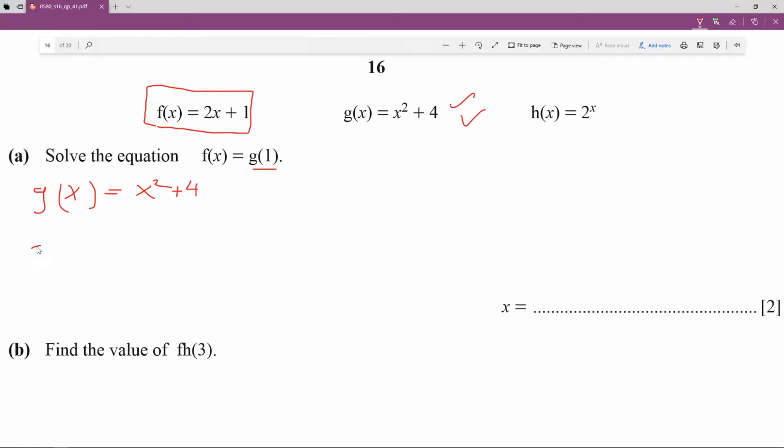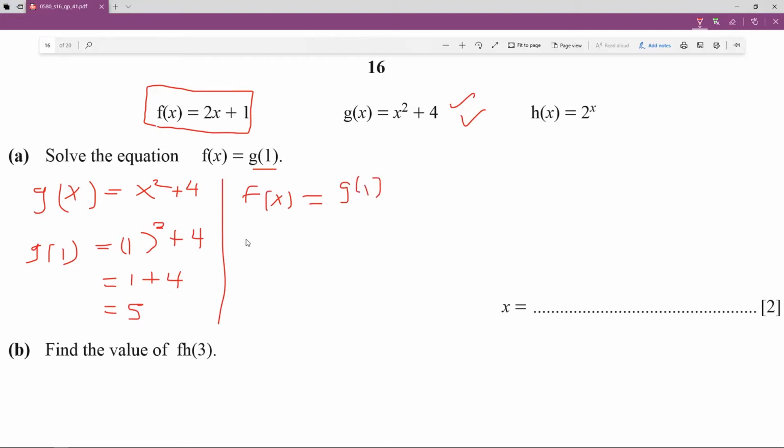So we want g(1). Now g(1) simply means 1 takes the place of x. In function g, 1 is substituted for x. Now the square of 1 is 1, add 4, you end up with 5. Now g(1) is sorted, so let's answer the question. The question says f(x) equals g(1).